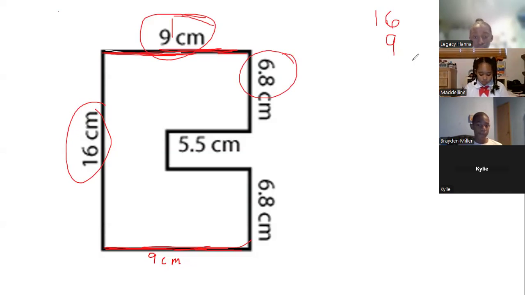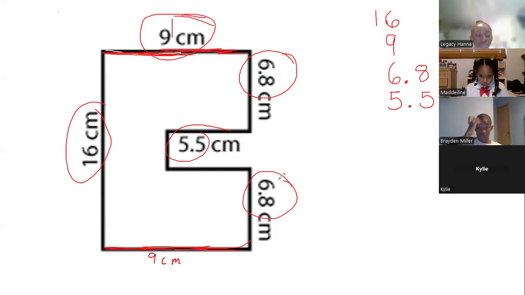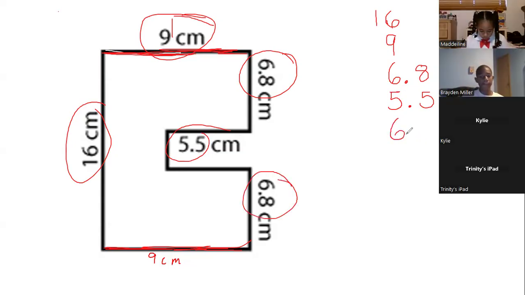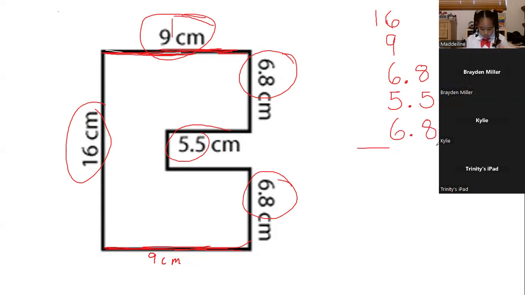Now, when you're doing it, you have to order it like this. This will be 6.8. Okay. And then this will be what? 5.5, 5.5, and then this one would be 6.8 again, 6.8. And then we add them. I think that's all. Is that all the sides that we have? Oh, and 119, right? So we got to put 119.